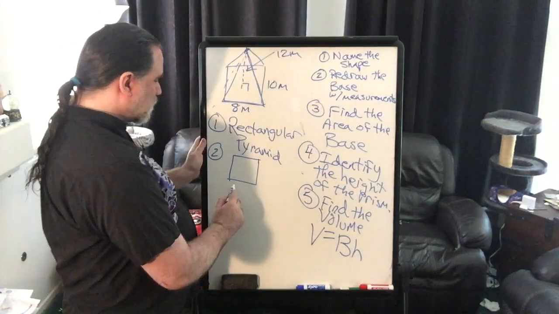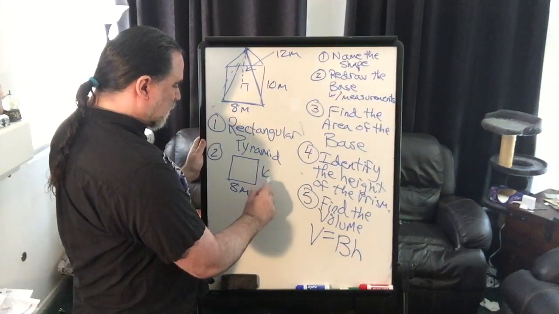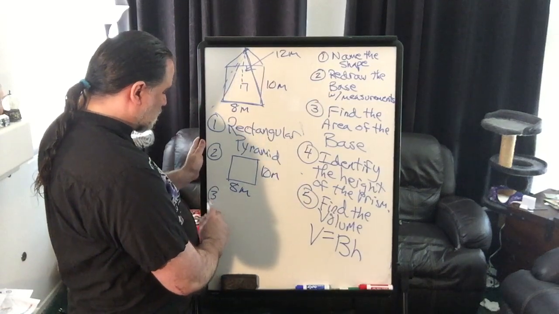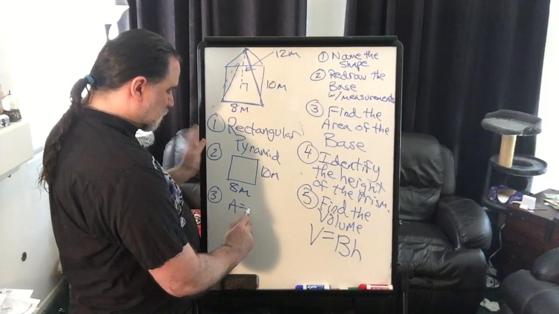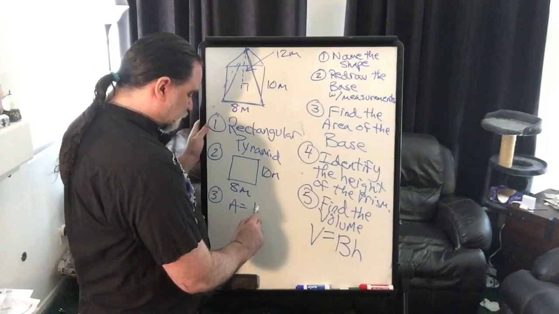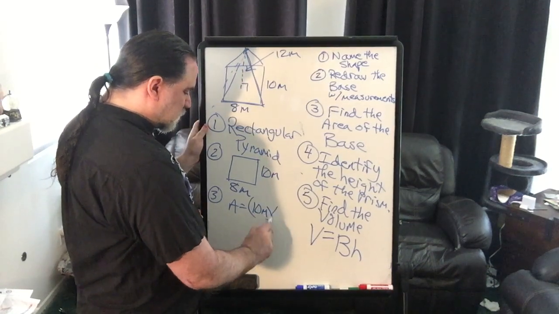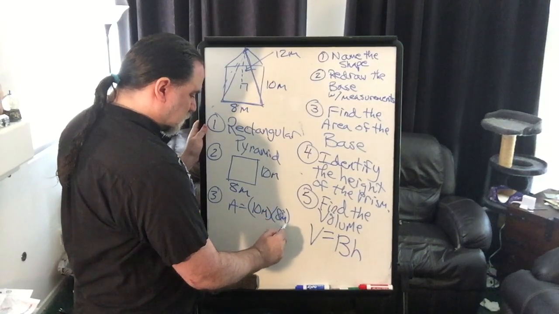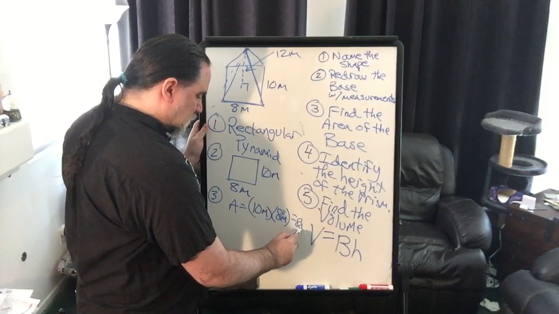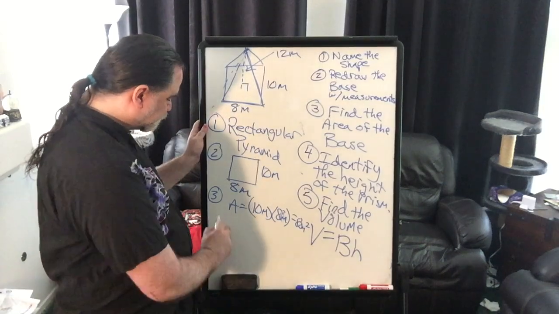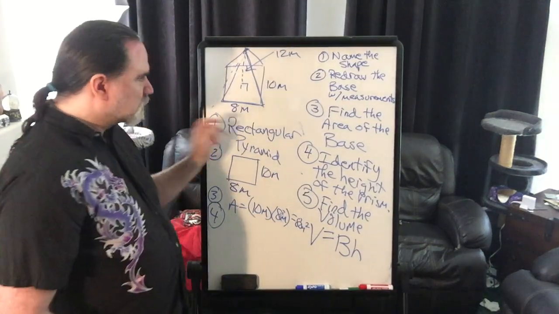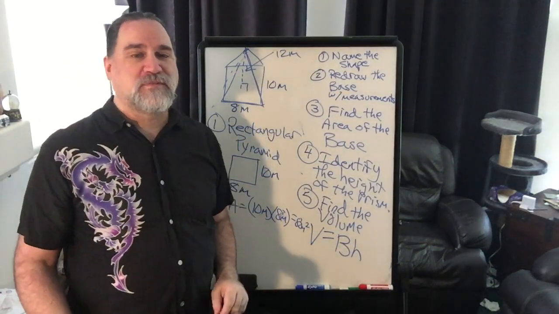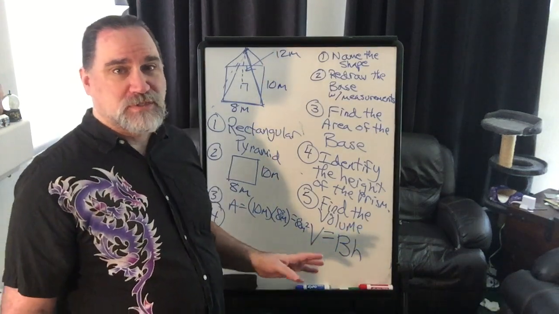So this is an 8 meter by 10 meter rectangle. I'm going to find its area. Well, I already know that's length times width. So 10 meters times 8 meters is 80 meters squared. I haven't changed a single thing from finding the volume of a prism and cylinder to finding a cone and pyramid.